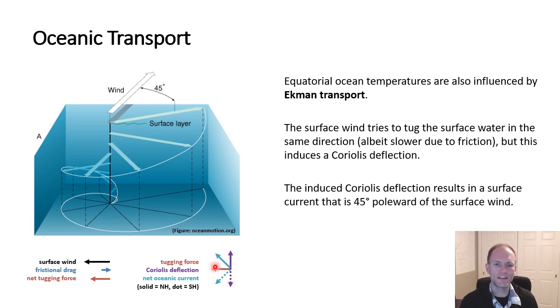So if I take the sum of those vectors, the tugging force and the Coriolis deflection here in the northern hemisphere, I get a net ocean current that is 45 degrees to the right of that surface wind here in the northern hemisphere. And in the southern hemisphere, I get one that is 45 degrees to the left of the surface wind here in the southern hemisphere.